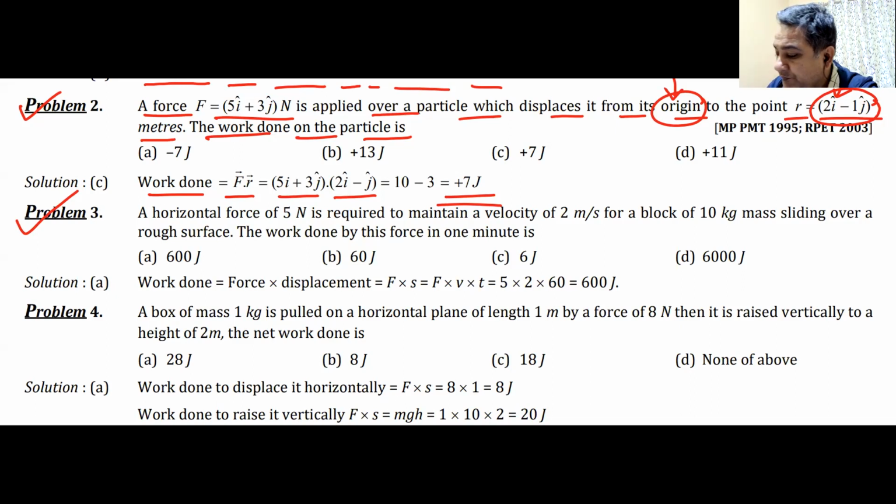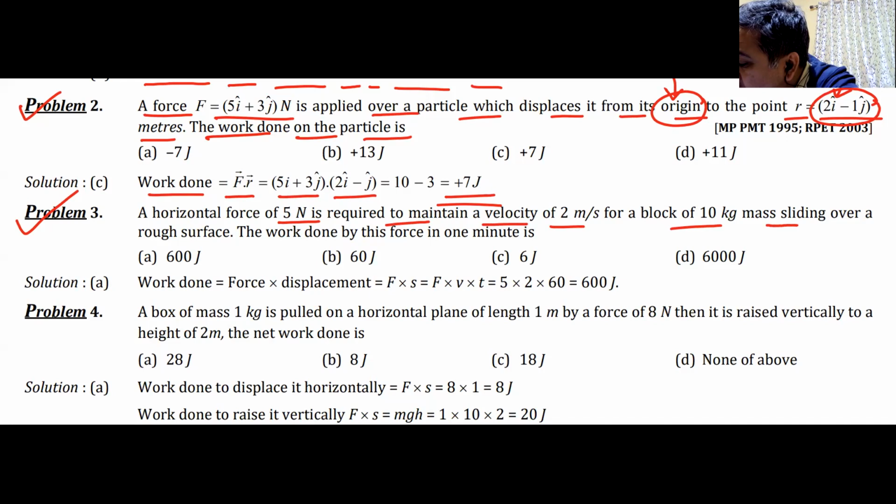Problem number 3. A horizontal force of 5 Newton is required to maintain a velocity of 2 meter per second for a block of 10 kg sliding over a rough surface. What is the work done by this force in 1 minute? Now here, displacement is not given straight away. In question number 2, displacement was also not given straight away. Initial position was given, final position was given. You found out the displacement. Here the displacement would be found out in a different way.